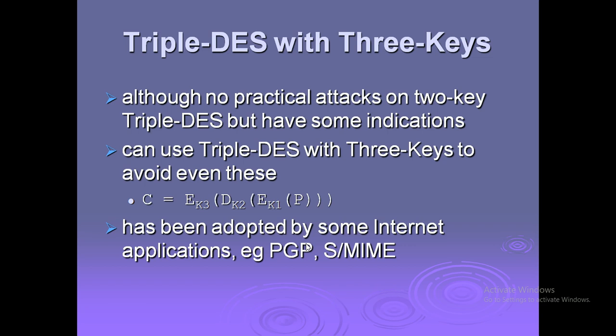Triple DES with three keys. Although there are no practical attacks on the two-key triple DES, there are some indications, so we can use triple DES with three keys to avoid even these. This is the formula. First of all, the plain text P is encrypted using key K1, then the result is decrypted using key K2, and the result is again encrypted using key K3. We get a ciphertext. The decryption process is the reverse of this formula. It has been adopted by some internet applications, for example PGP and S/MIME.